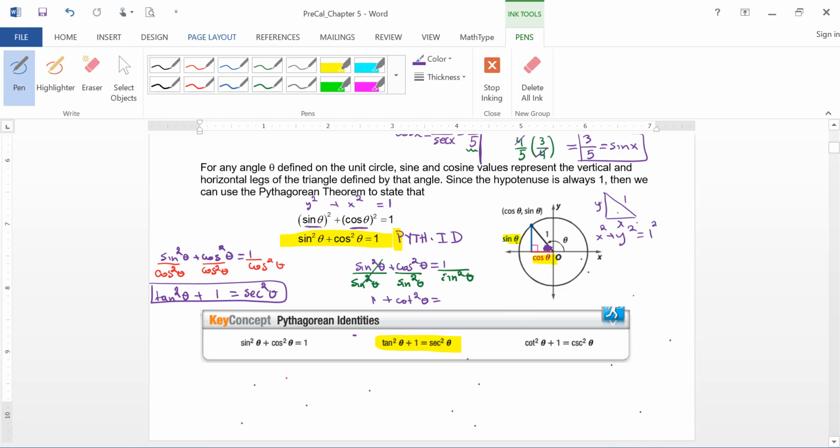Cosine makes the negative go away. Cosine of negative 50 is just cosine of 50.